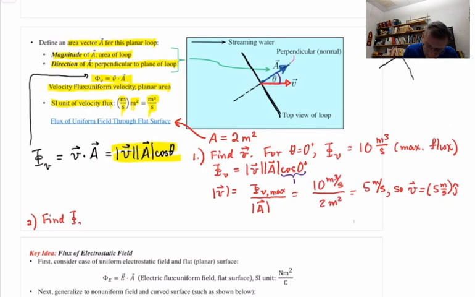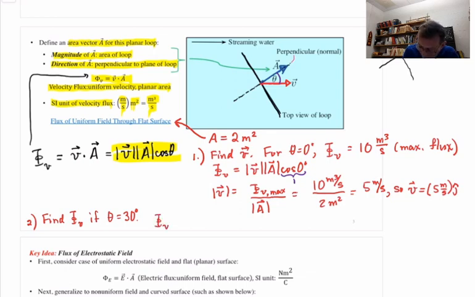All right, now what I want to do, using that, I want to find the velocity flux through our loop if the angle theta between the normal and the velocity is 30 degrees. Okay, you want to think a moment about how to do that? Maybe even try it. Feel free to pause the video. It's good practice. I'm going to calculate it.